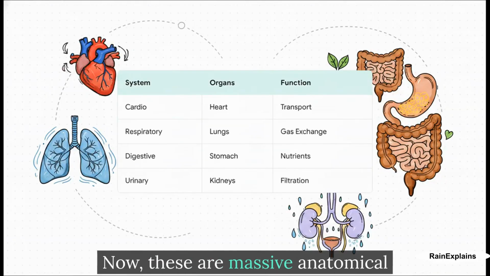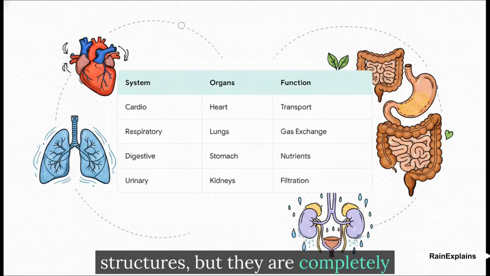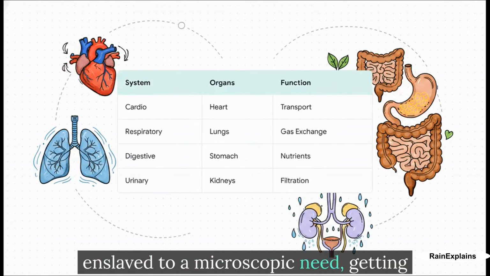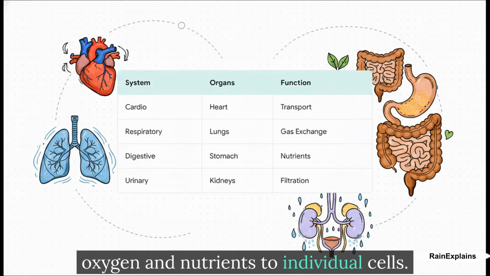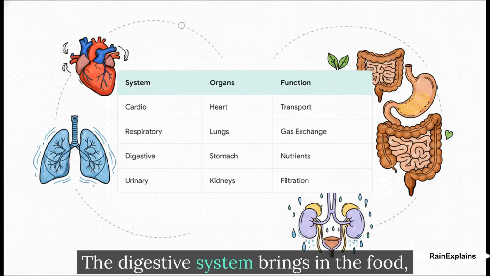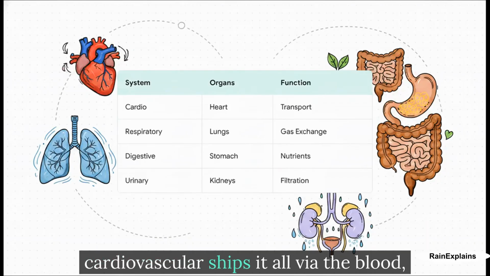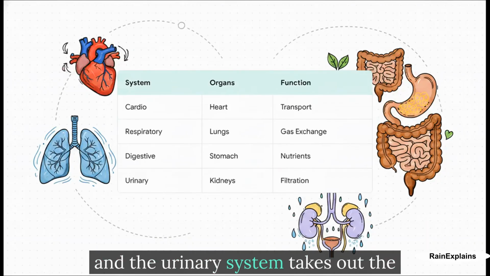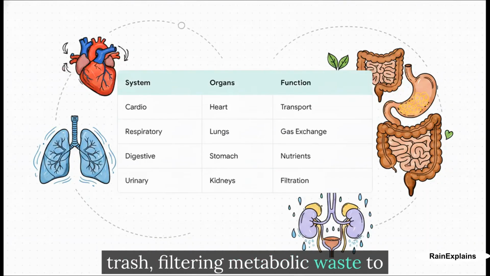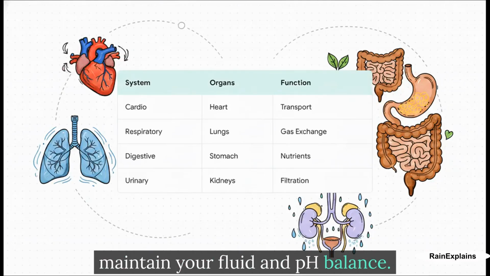Now, these are massive anatomical structures, but they are completely enslaved to a microscopic need, getting oxygen and nutrients to individual cells. The digestive system brings in the food, respiratory brings in the oxygen, cardiovascular ships it all via the blood, and the urinary system takes out the trash, filtering metabolic waste to maintain your fluid and pH balance.